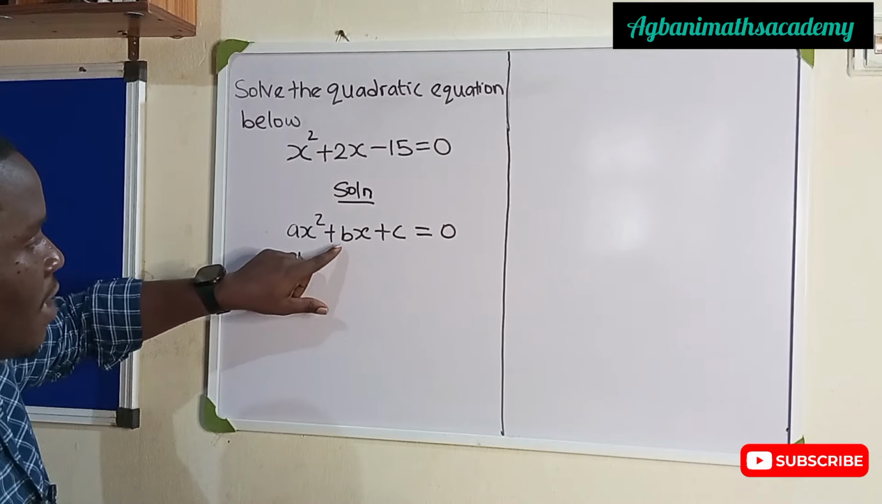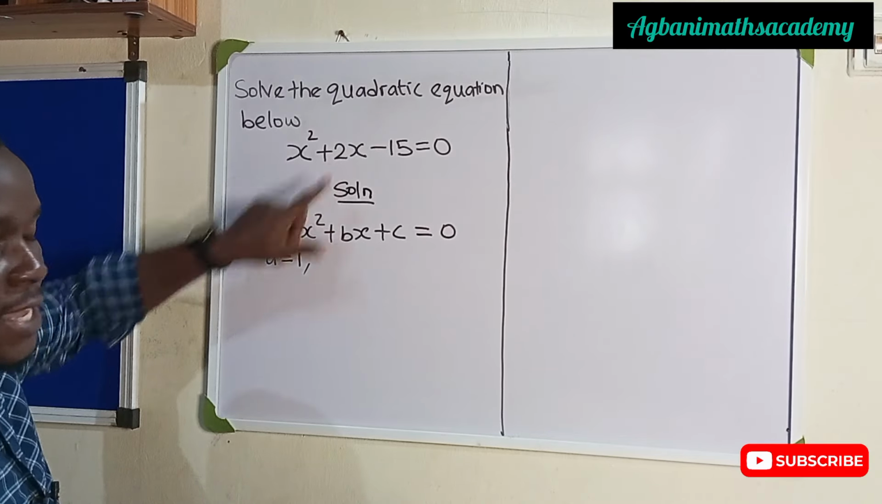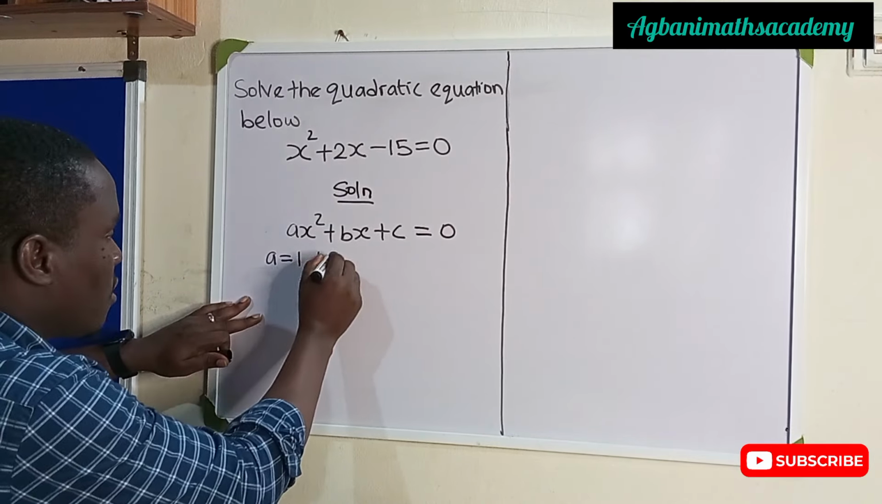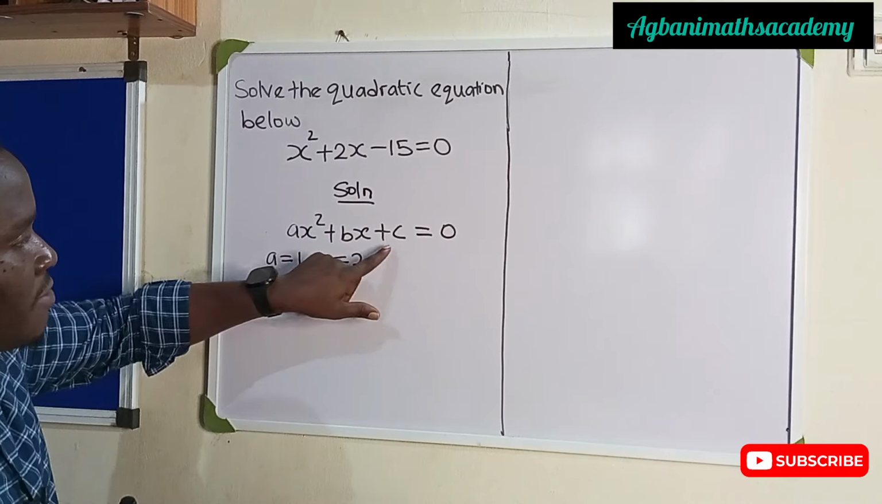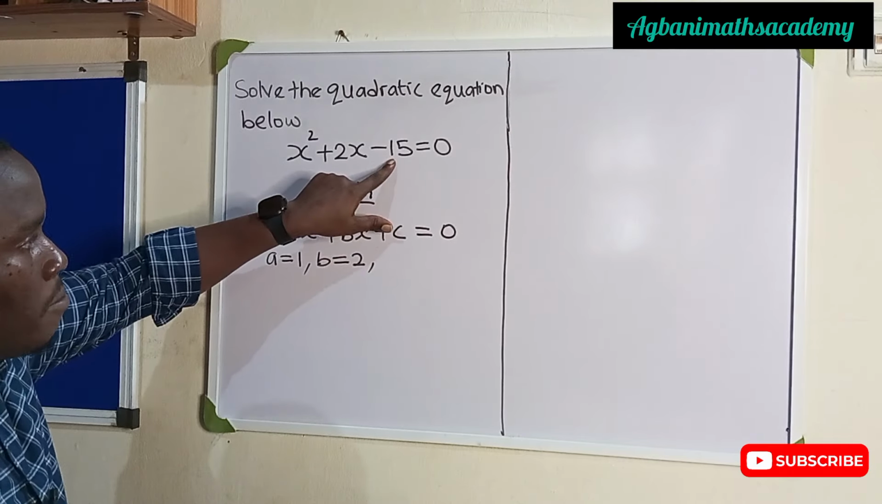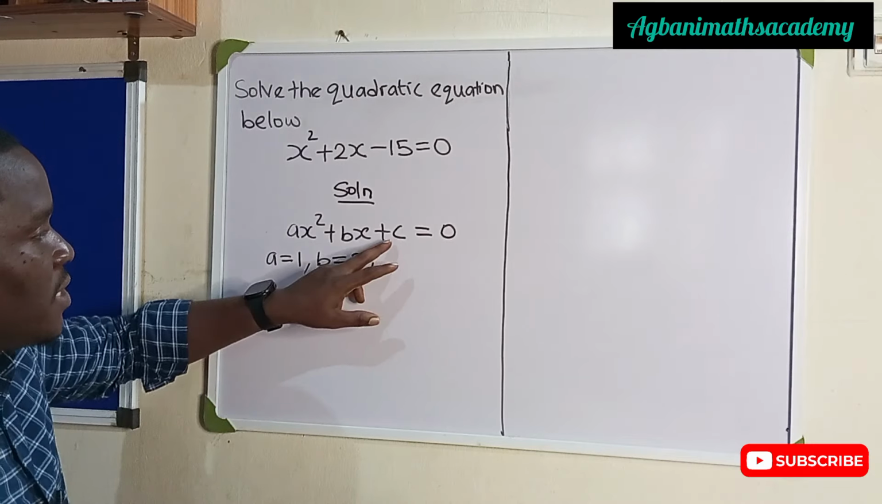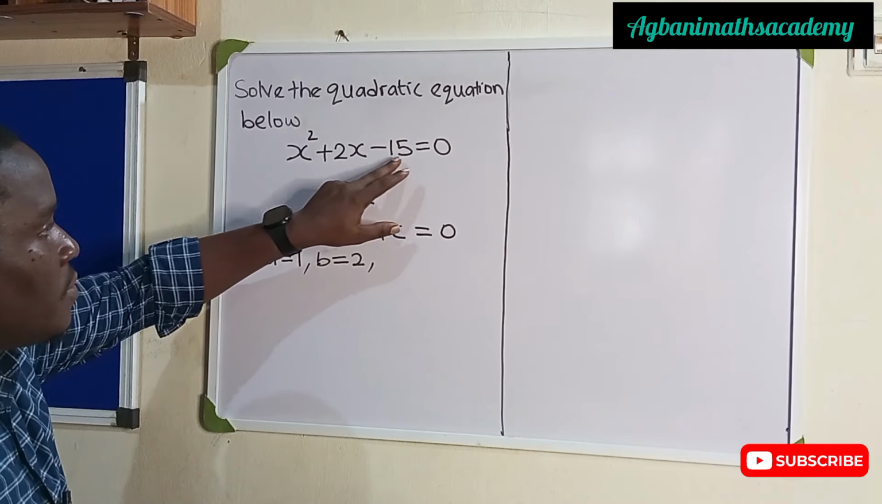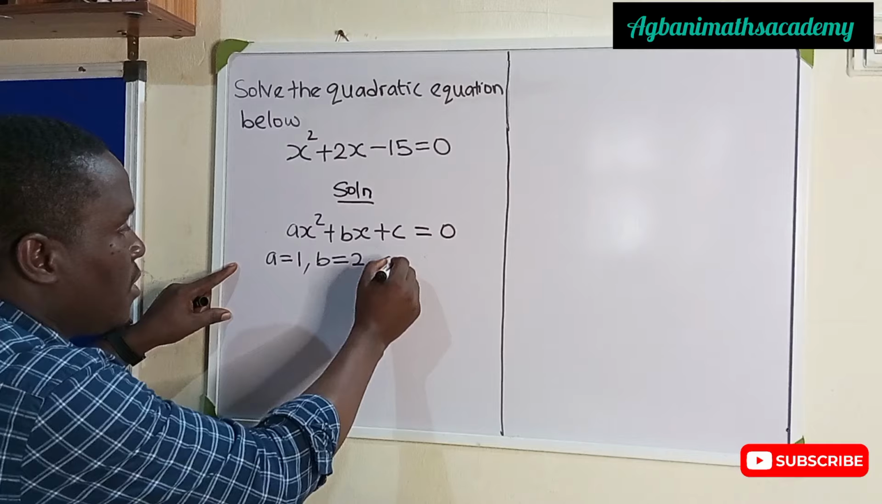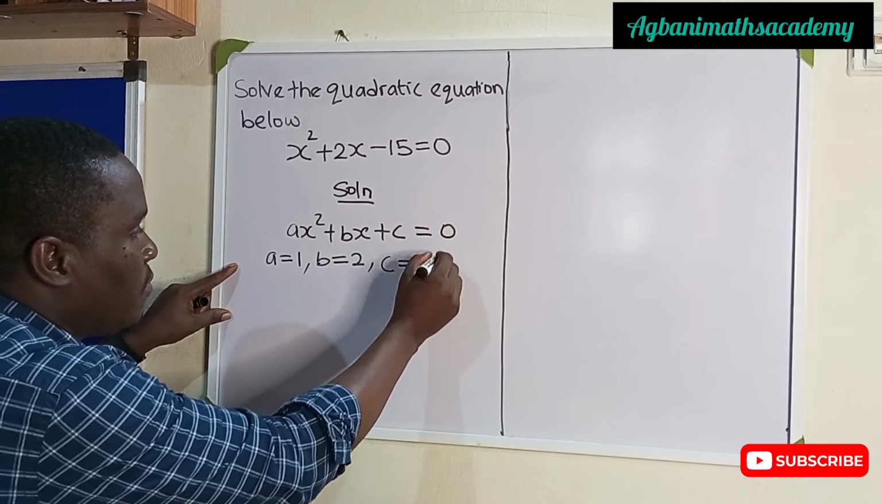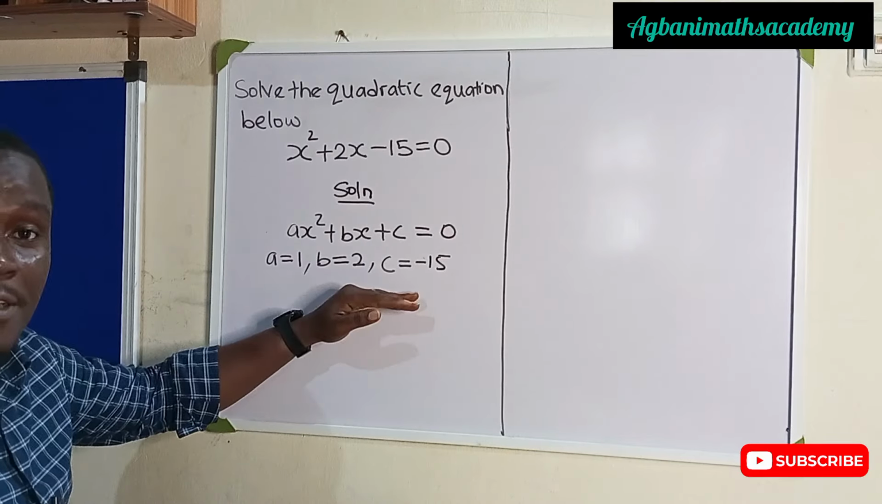What will be our b? We have b here, we have 2. That means our b is equal to 2. We have c here, and we have minus 15. Always take note of the sign. This means that our c is minus 15. So we have c is equal to minus 15. So we've gotten these three values.